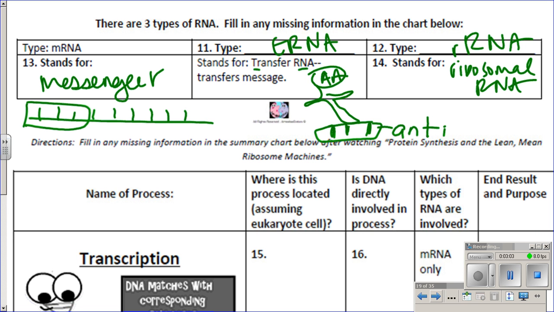It makes up part of the ribosome. That one's really easy because it's like, I'm ribosomal RNA because I make up the ribosome. And so it looks like this. Here's the top part of the ribosome. That's the rRNA. And then there's this little piece on the bottom.